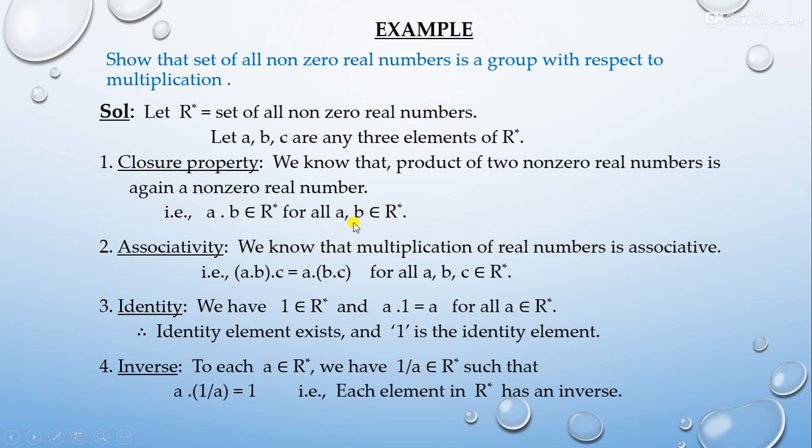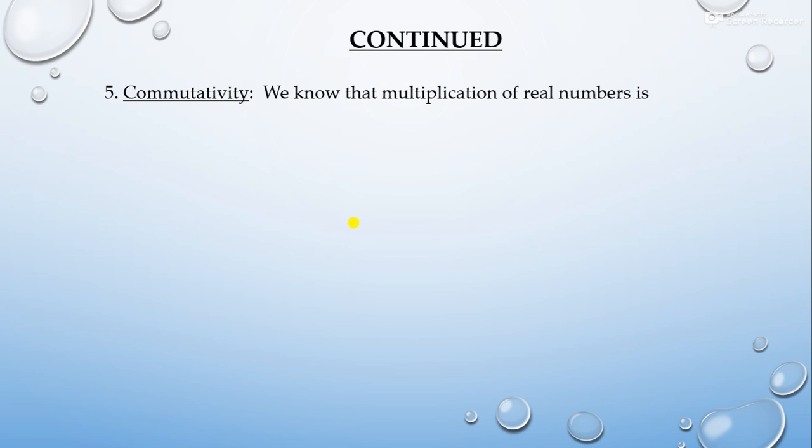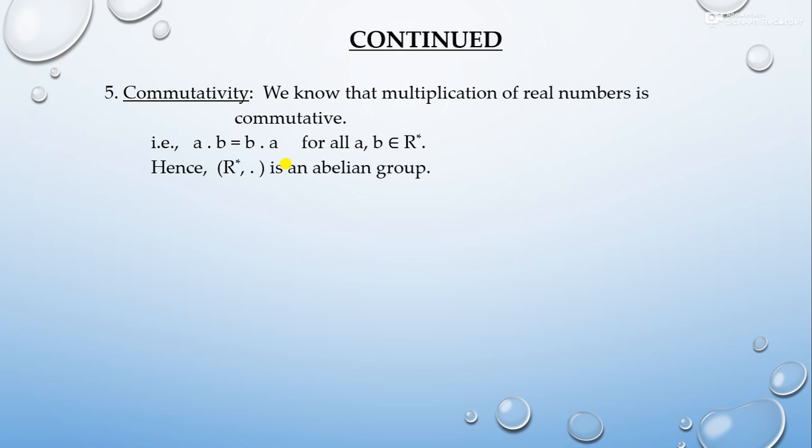Now check commutativity. If it satisfies the commutative property, it will be an abelian group, otherwise not. When we check commutativity, suppose we take two elements from the non-zero real numbers. Obviously, a multiply b is equal to b multiply a always. So it also holds the commutative property. So we can say that the non-zero real numbers with multiplication form an abelian group. Is it clear how to verify whether our group is abelian or not?